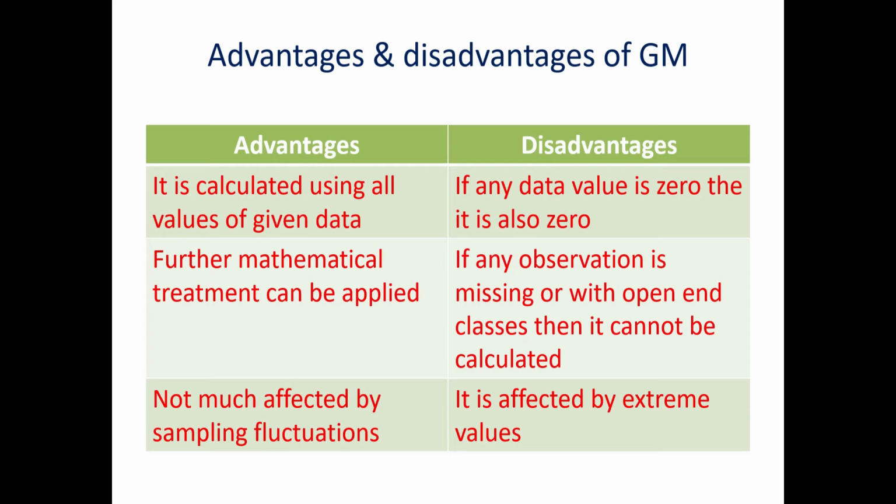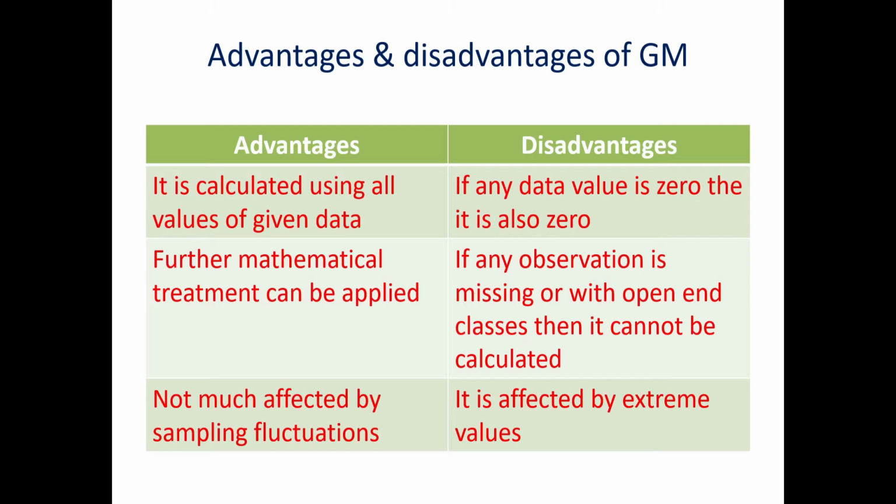Now what are the advantages and disadvantages of geometric mean? Advantages: it is calculated using all values of the given data. That is the number one advantage. Further mathematical treatment can be applied, and it is not much affected by sampling fluctuation. We have a different set of data coming from a different sample, as in this voting pattern. It is not affected much.